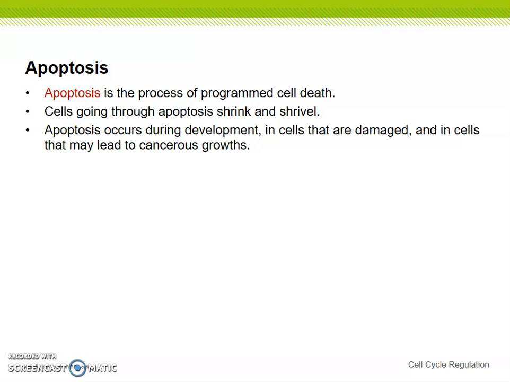Moving on, apoptosis. Apoptosis is the process of programmed cell death. So if a cell realizes that it has been damaged beyond repair, that the DNA is just so wrong that they can't fix it, it's going to just self-destruct. It's going to go through apoptosis and shrink and shrivel up. Apoptosis can occur during development, in cells that are damaged, and in cells that may lead to cancerous growths.